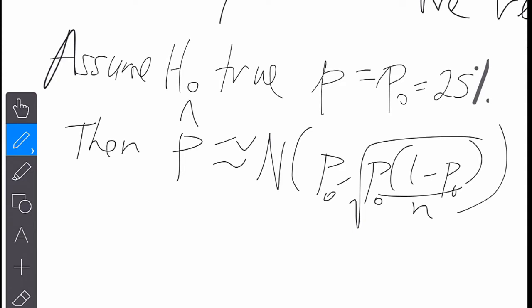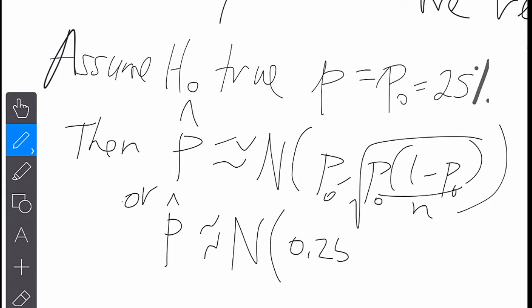Remember, this is from formulas in number 2 of the formula sheet, providing that the sample size is large, which I assume, and that N times P, so 900 times 25%, is greater than 10, and 900 times 75% is greater than 10. They are, so this is true. Those are the conditions. So let me summarize: P hat is approximately normal with a mean of 25%. I'll use decimals.